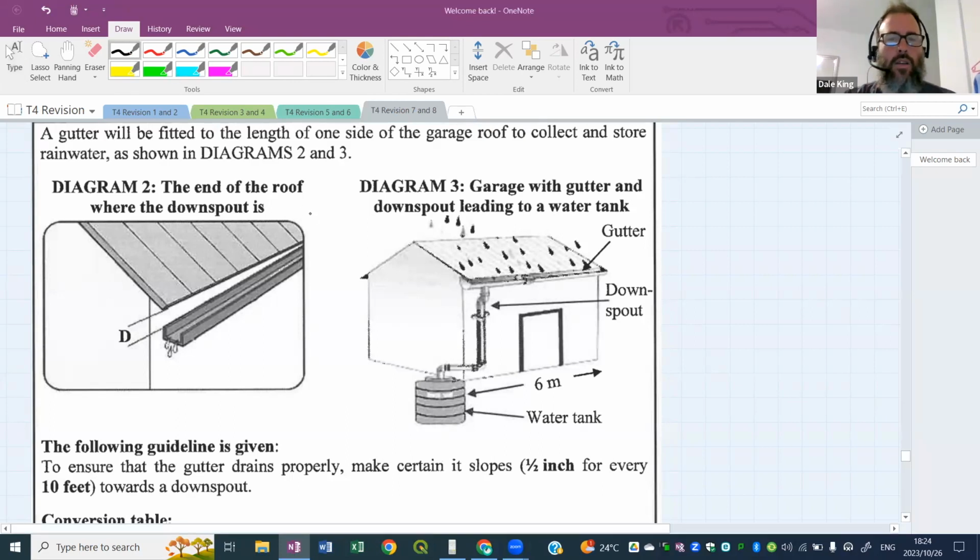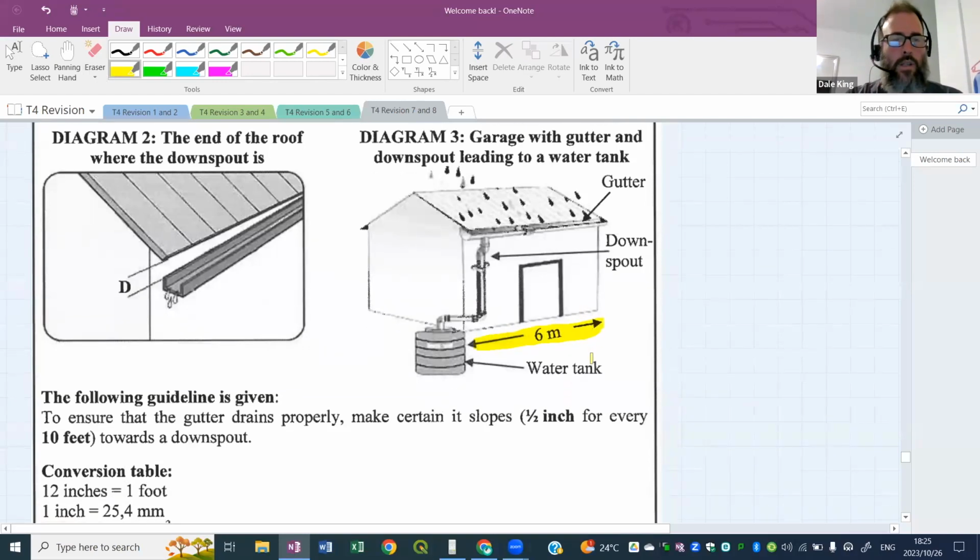Now, a downspout is that part of the gutter that goes down, or the pipe that goes down from the gutter at the edge of your roof. So on the left-hand side, usually there would be a pipe going down where the water goes out. This is the end of the gutter where that pipe should be. On the right-hand side, this is an overall diagram to show how this is all set up. Rain falls on the roof, goes into the gutter, and then down the downspout and into a rainwater tank. And they give us this dimension, that the length of the house is 6 meters.